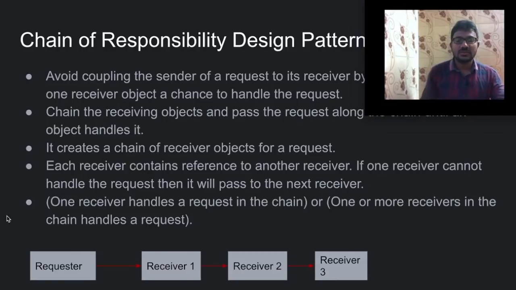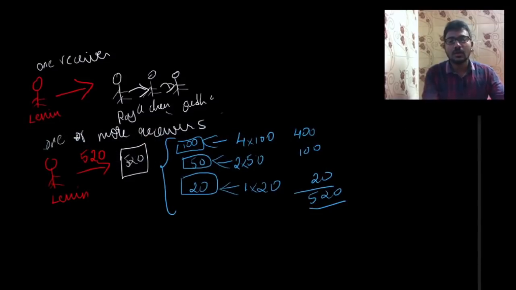These are the two categories by which a chain of responsibility design pattern can be implemented. First category is one receiver handles the request in the chain. Second category is one or more receivers in the chain handle the request. We can explain these categories using real life examples. This is the one receiver example, and this second example explains one or more receivers acting at the same time.